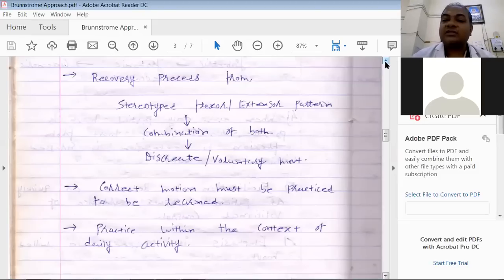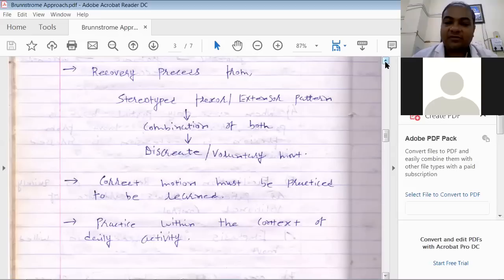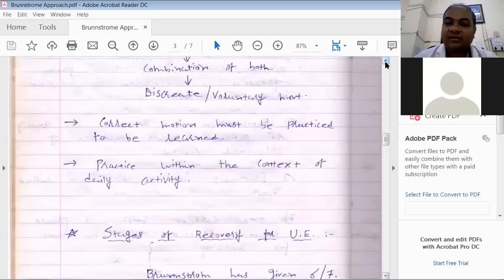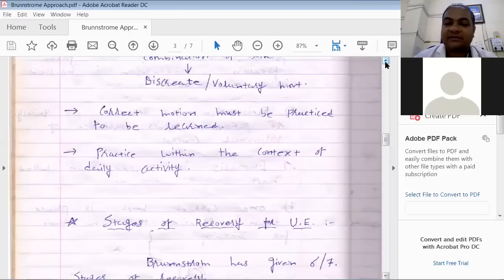The patient always uses a combination of both. Very few patients have exactly a flexor synergy pattern or exactly an extensor synergy pattern. The hemiplegic patient will have a mixed pattern, and out of the mixed pattern the patient slowly learns voluntary movements. Correct movement patterns must be practiced to be learned. If you are practicing wrong movements, the patient will rapidly learn the wrong exercises. Wrong patterns will be developed in the patient.